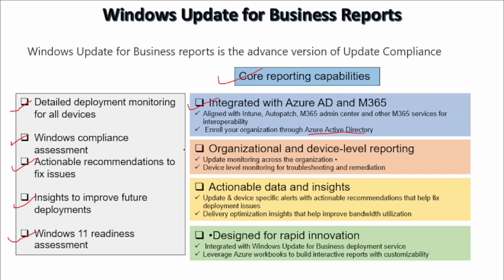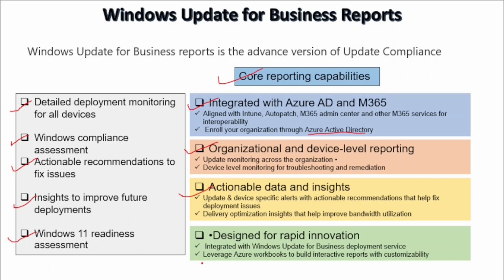Windows Update for Business Reports is also providing organizational as well as device level reporting, which will help in update monitoring across the organization and device level monitoring for troubleshooting and remediation. So Windows Update for Business Reports provides update and device specific alerts with actionable recommendations that help fix deployment issues, and it also provides delivery optimization insights that help improve bandwidth utilization.